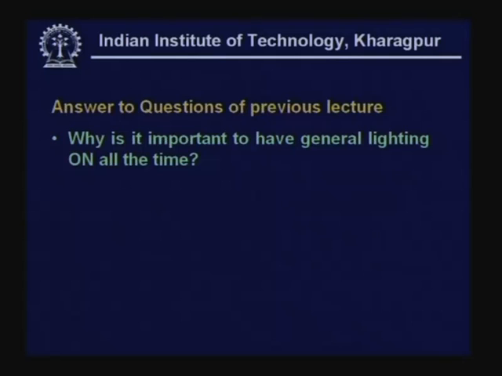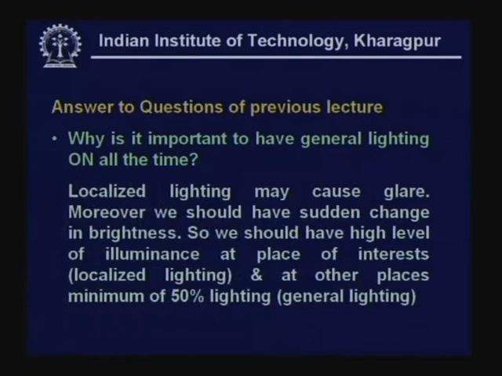Why is it important to have general lighting on all the time? Localized lighting may cause glare. Moreover, we may have sudden change in brightness. So, we should have high level of illuminance at the place of interest, in other places minimum of 50% general lighting. So that there is a gradual variation and that will enable glare free observation, because glare, we saw, need not damage, I mean at worst it can damage the eye, but it can cause annoyance.